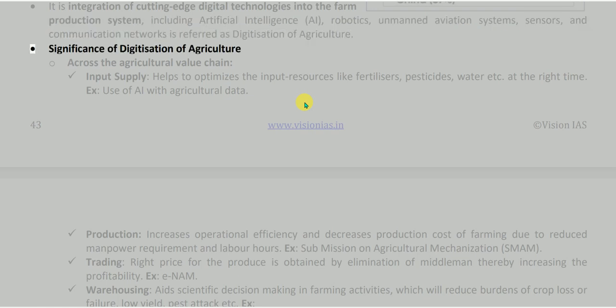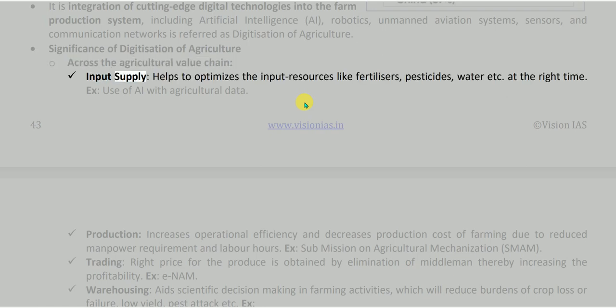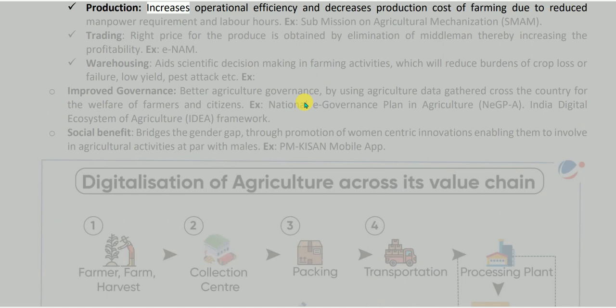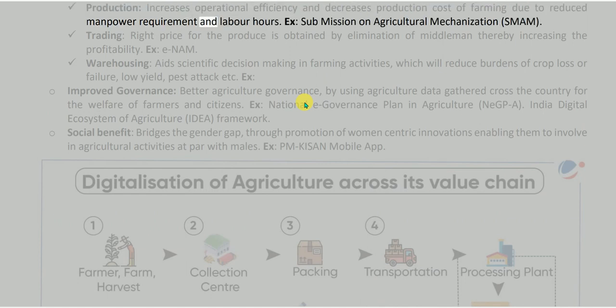Significance of digitization of agriculture across the agricultural value chain. Input supply: helps to optimize the input resources like fertilizers, pesticides, water etc. at the right time, with use of AI with agricultural data. Production: increases operational efficiency and decreases production cost of farming due to reduced manpower requirement and labor hours. Submission on agricultural mechanization, SMAM.